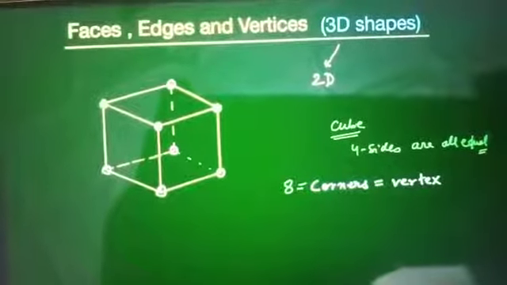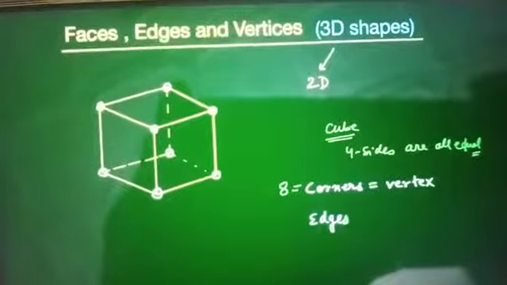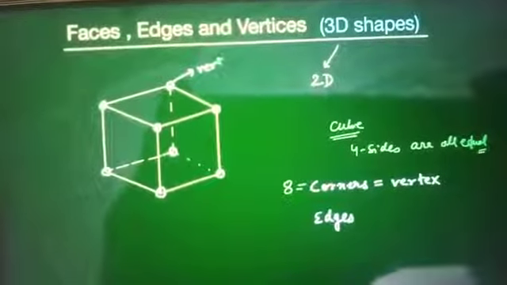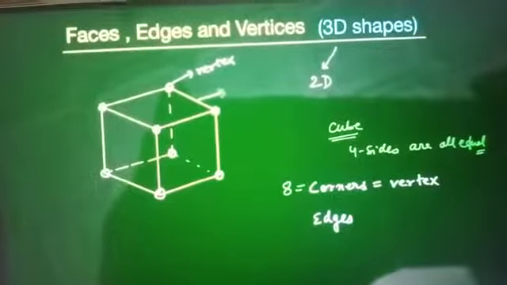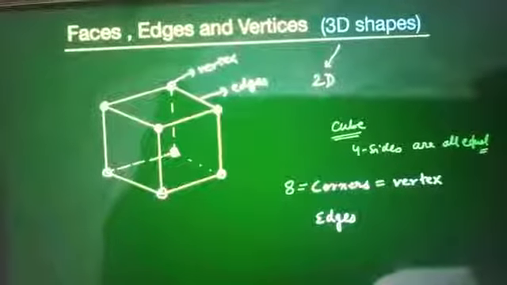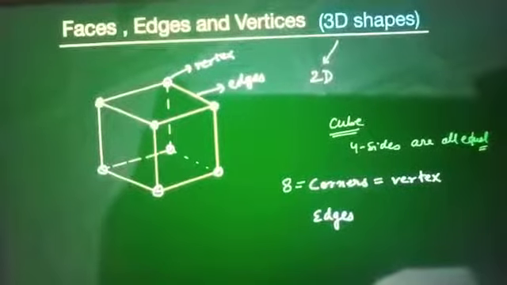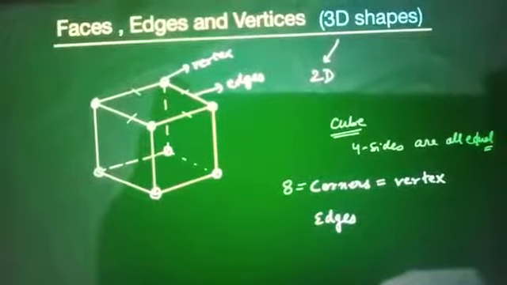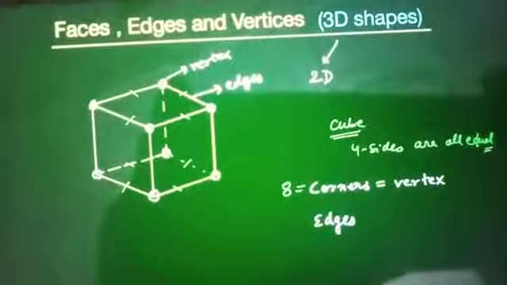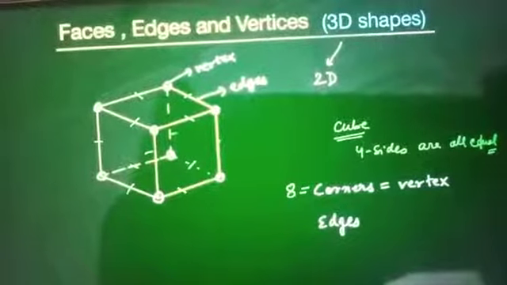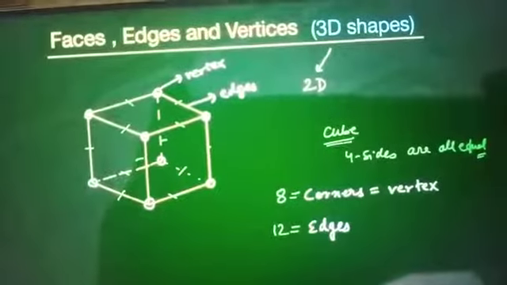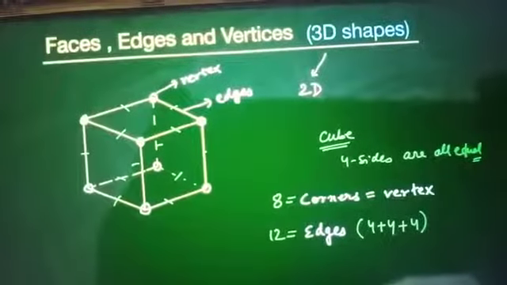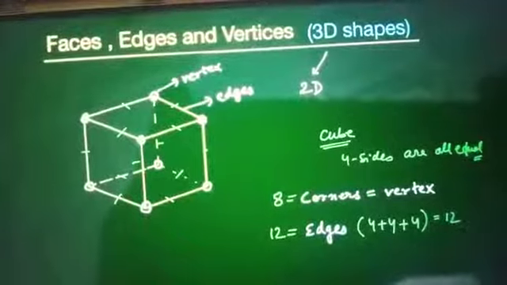Now look at its edges. Now its edges. How many edges or sides does a cube have? It's 12. 4 plus 4 plus 4, it's 12. 4 threes are 12.